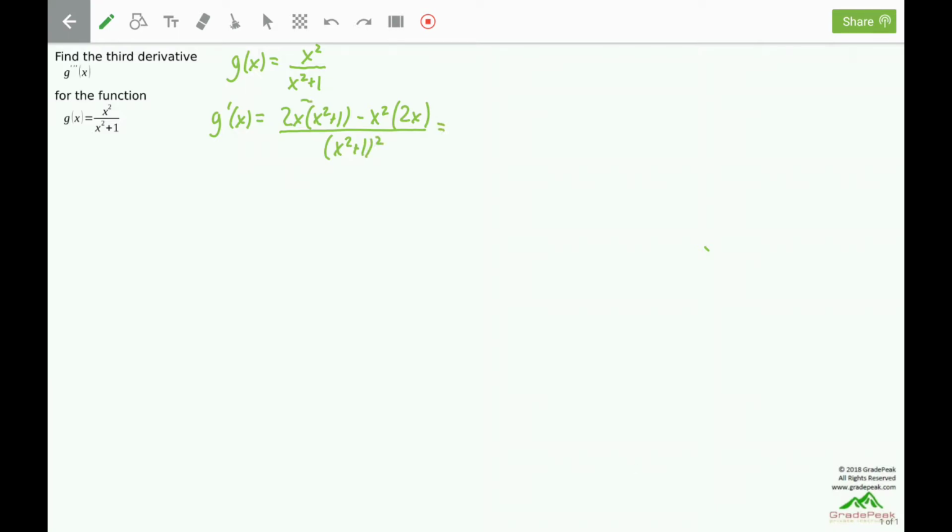In the numerator, I'm going to distribute this 2x in here, giving us 2x cubed plus 2x, and then I'm going to multiply the negative x squared into 2x, negative 2x cubed, all over the denominator, x squared plus 1 squared. The 2x cubes can combine and cancel, one positive and one negative, leaving us with 2x over x squared plus 1 squared. There's the simplified version of the first derivative.